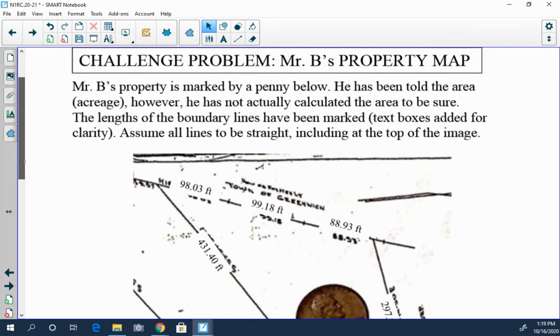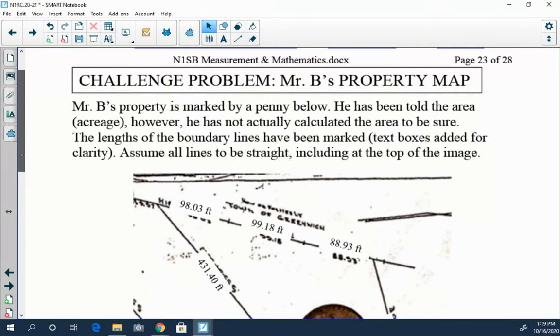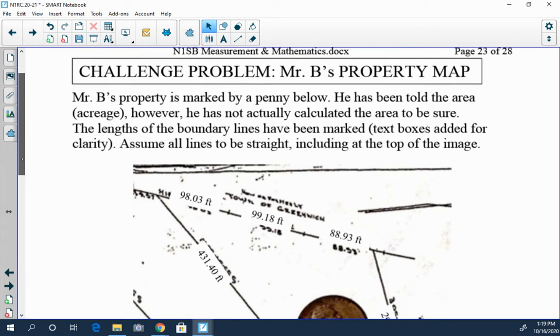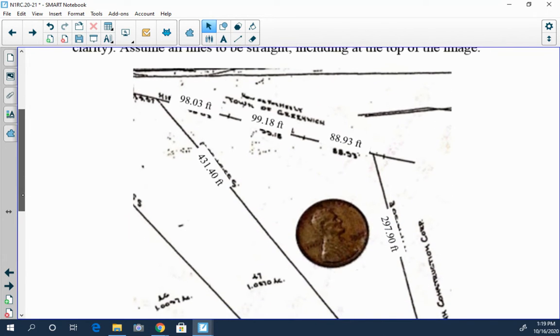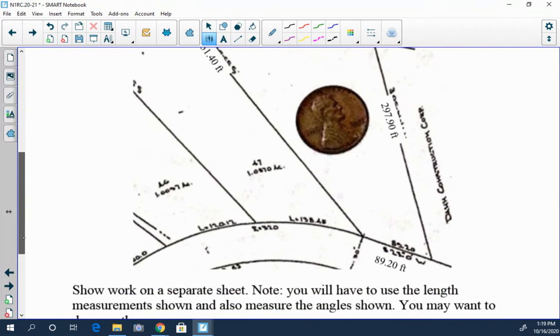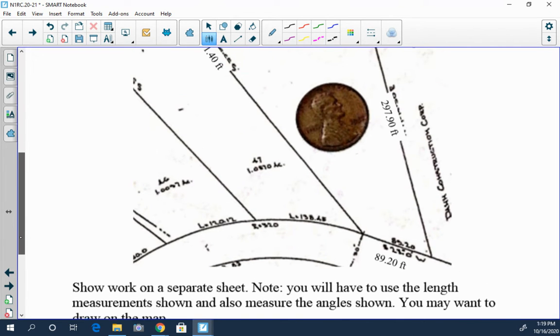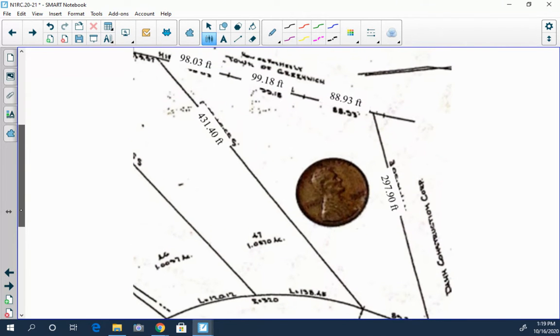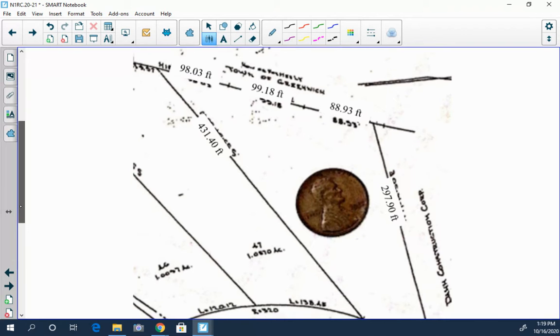Here we are. Challenge problem. Mr. B's property map. Now, I've never actually figured this out, and so I'm hoping that a student this year can confirm for me the actual area of my yard. Yes, in fact, that is my property right here.